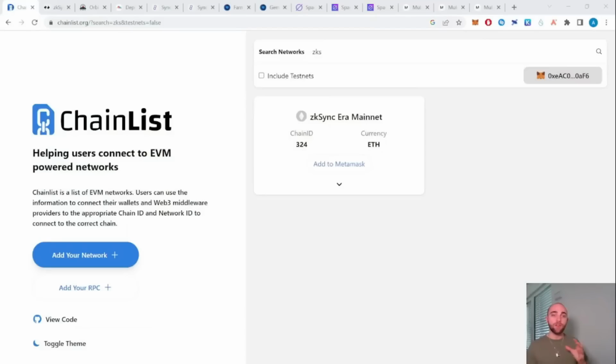What's up, my friends? Today I'm going to show you how you can farm for the ZkSync Era Airdrop. It's going to cost you around $10 to $15 and will probably take less than 10 minutes. First, you want to add the ZkSync Era Mainnet to your MetaMask.